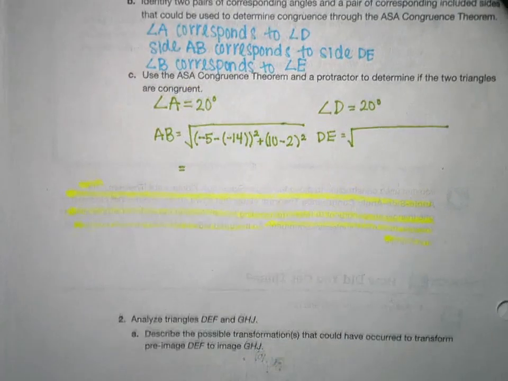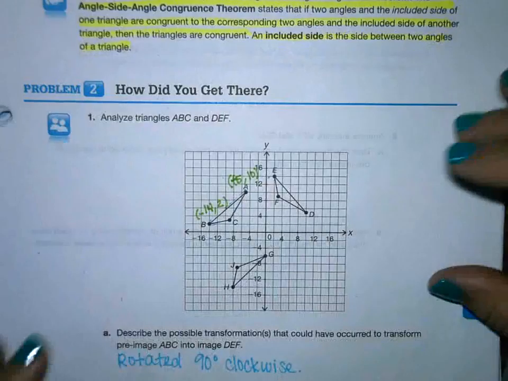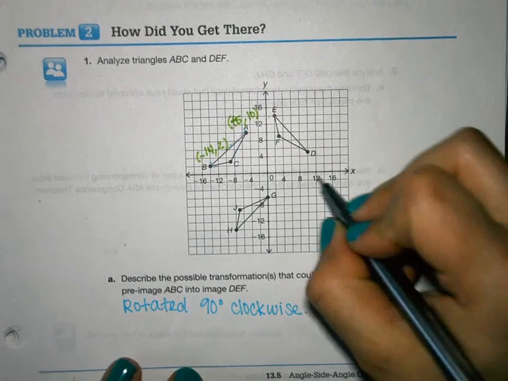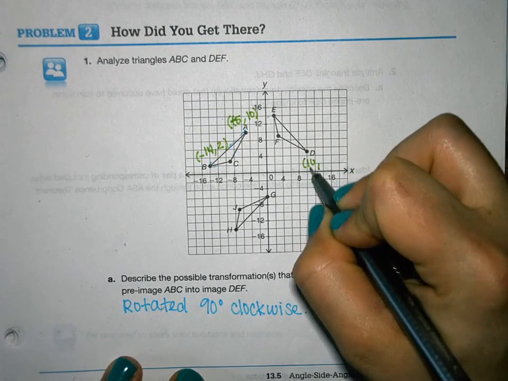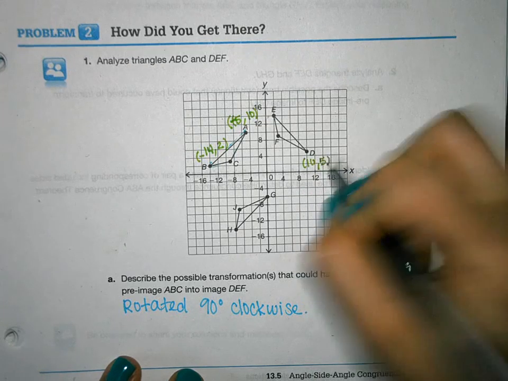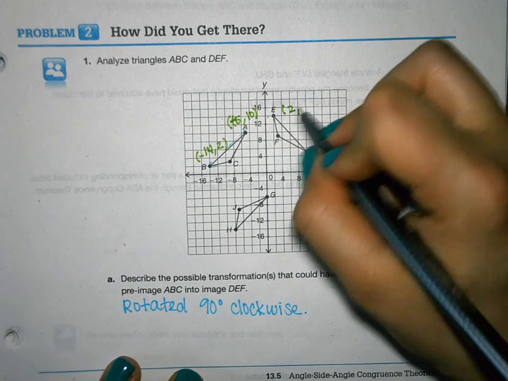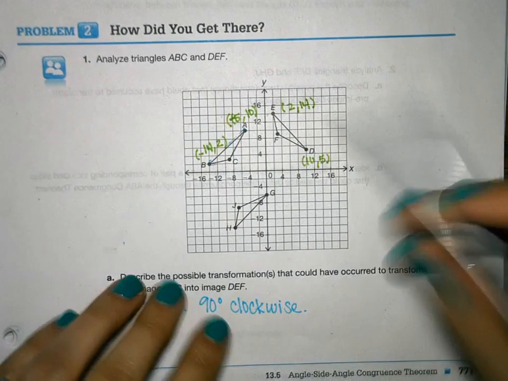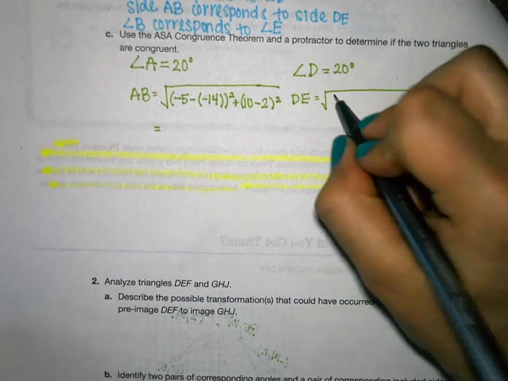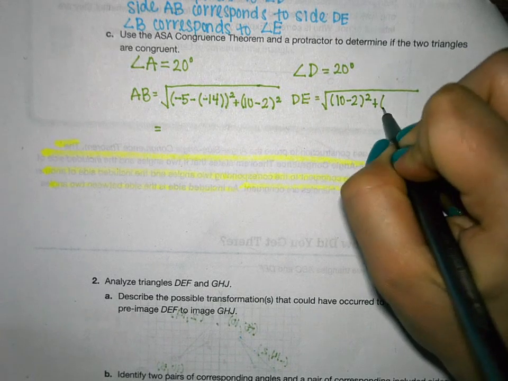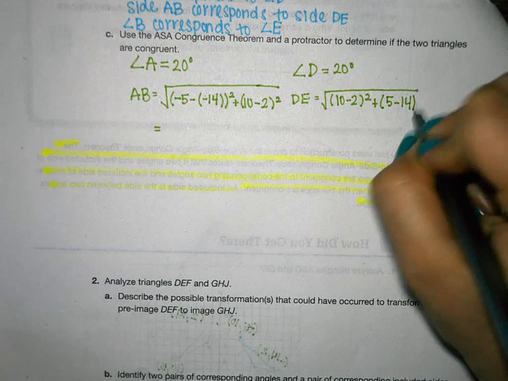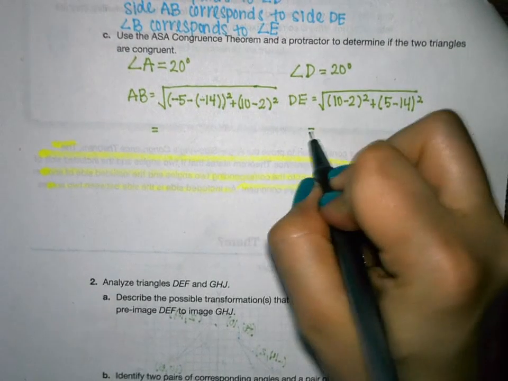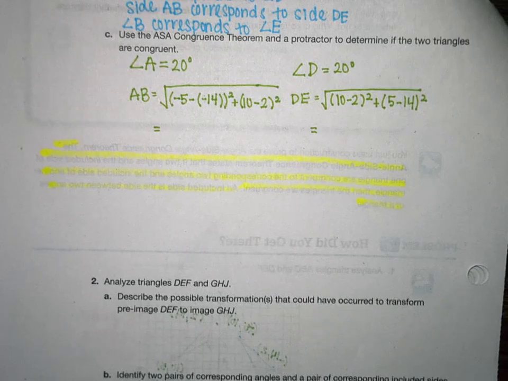So DE. Point D is at (10, 5), going up 2, 4, 5, and point E is at (2, 14). So I'm going to do 10 minus 2 and 5 minus 14. So the x's are going to be 10 minus 2 squared plus 5 minus 14 squared. And then I want you to finish the distance formula for both of those. You might want to pause the video and finish that, and then you can check your answer with me.